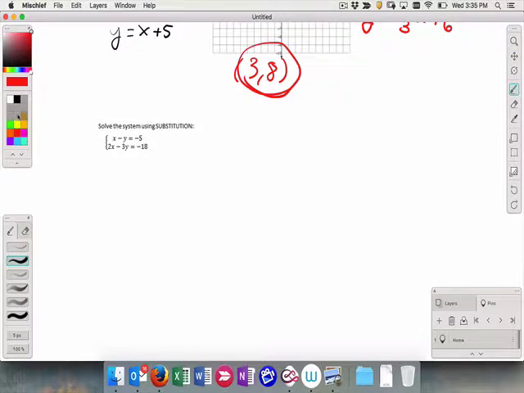So we're going to do this instead. We're going to use the substitution method to solve this. And in order to substitute, you have to solve for one variable in terms of the other. Now, we have already done this.